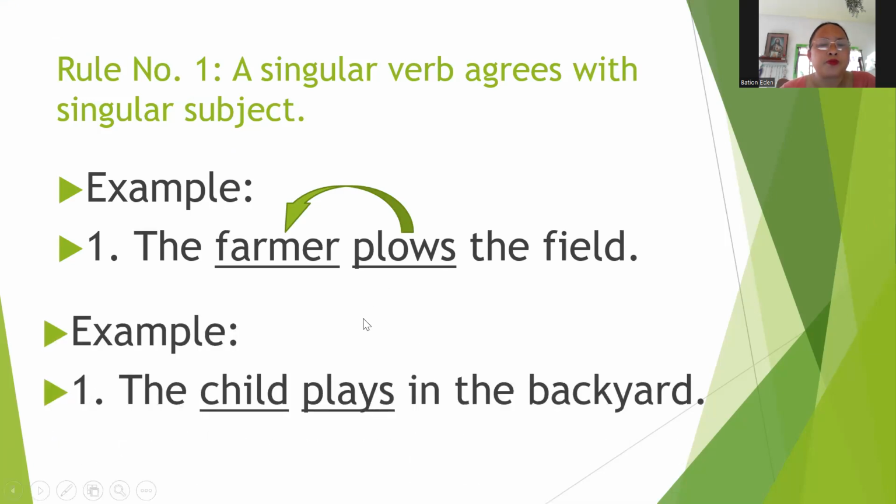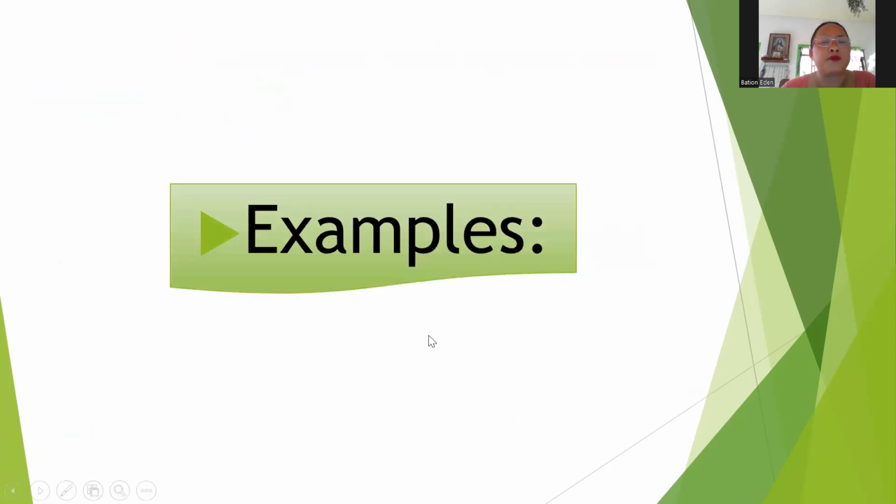Another example, the child plays in the backyard. So the verb plays, rather, is agreeing with the noun child because child refers to only one. So you have the child plays. Okay. Then another example.